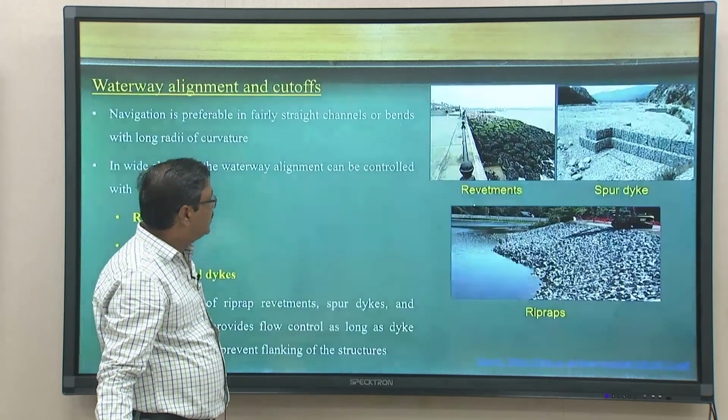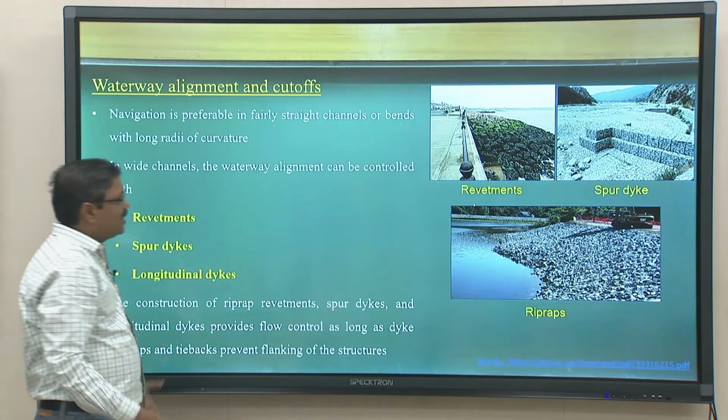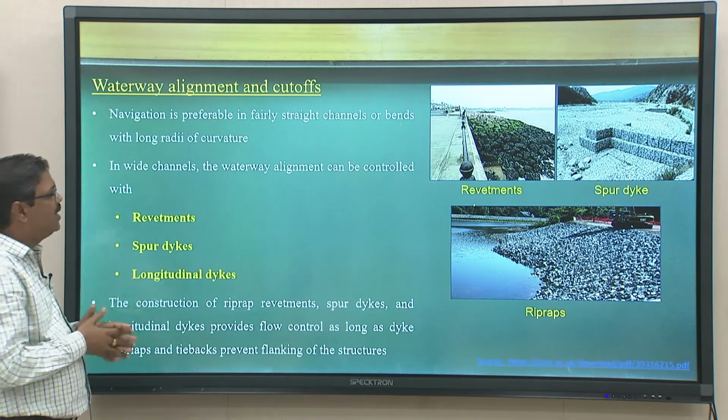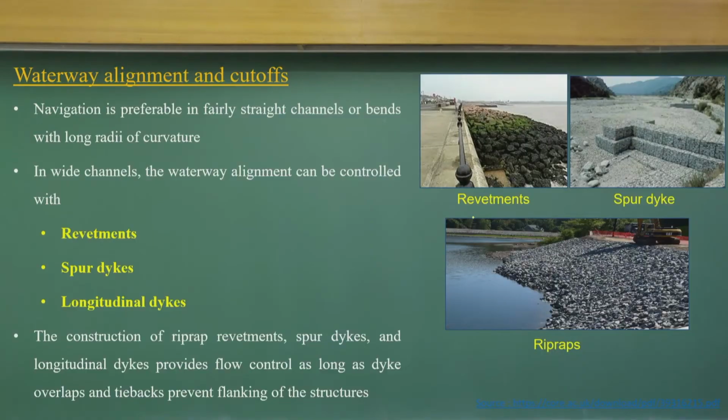Now, if you look at the next part, many times we have to make a river alignment, either a mild river bend or straight channels. The river, as you know, does not follow an exactly straight path, so we have to confine the rivers. We have to make fairly straight channels or bends with a larger radius of curvature. That is our idea for making a channel navigable.